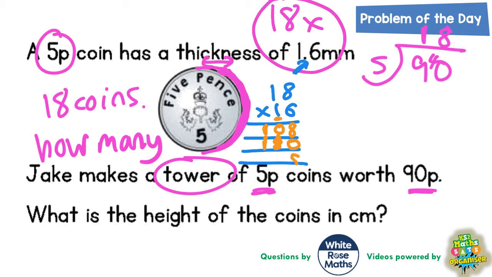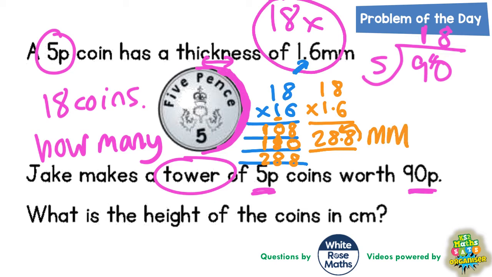So 8 plus 0 is 8, 0 plus 8 is 8 again, and 1 plus 1 is 2. So that's 288. But if 18 times 16 is 288, we need to make the 16 10 times smaller to make it 1.6. So if you make the 16 10 times smaller to make 1.6, you make your answer 10 times smaller. And 10 times smaller than 288 would be move the decimal point in one space to get 28.8. So we're actually dealing with a tower that is 28.8 millimeters tall.